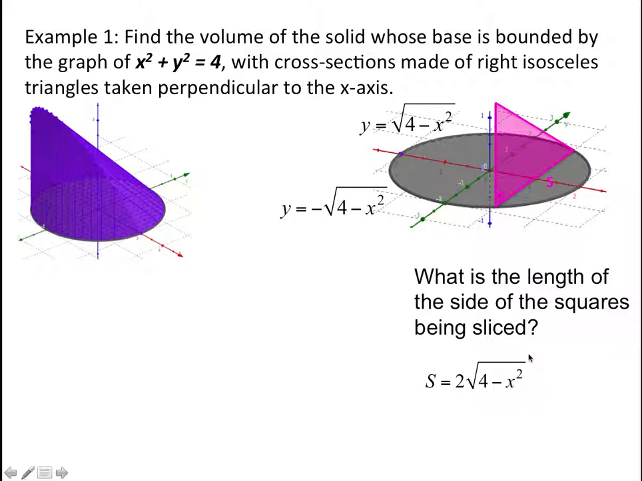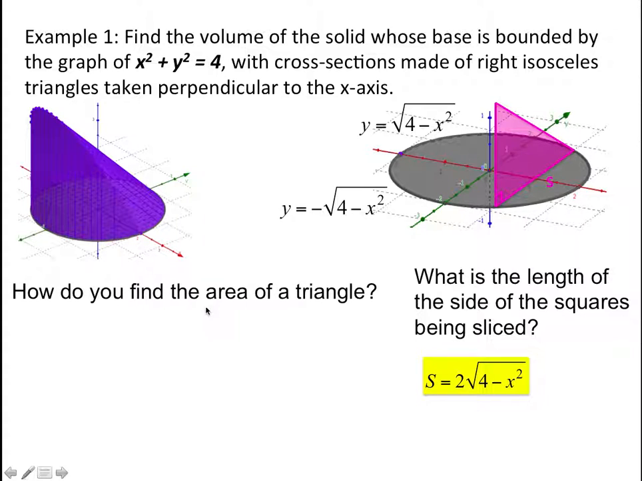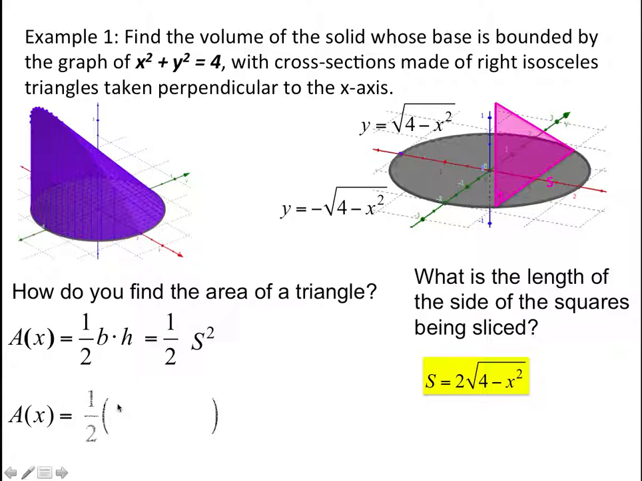So that's one side. Now we can use our geometric formula to get the area of this triangle. So the area of the triangle is half base times height. The base is s, and since it's isosceles, the height is also s. So this is 1/2 s squared. So it's 1/2 this squared. So substituting that in, it's 1/2 times 2 root 4 minus x squared, all squared. And then simplifying, we square this, we get 4, divided by 2 is 2, and then squaring this gets rid of the radical. So we end up with 2 times the quantity 4 minus x squared. So this is our area function.